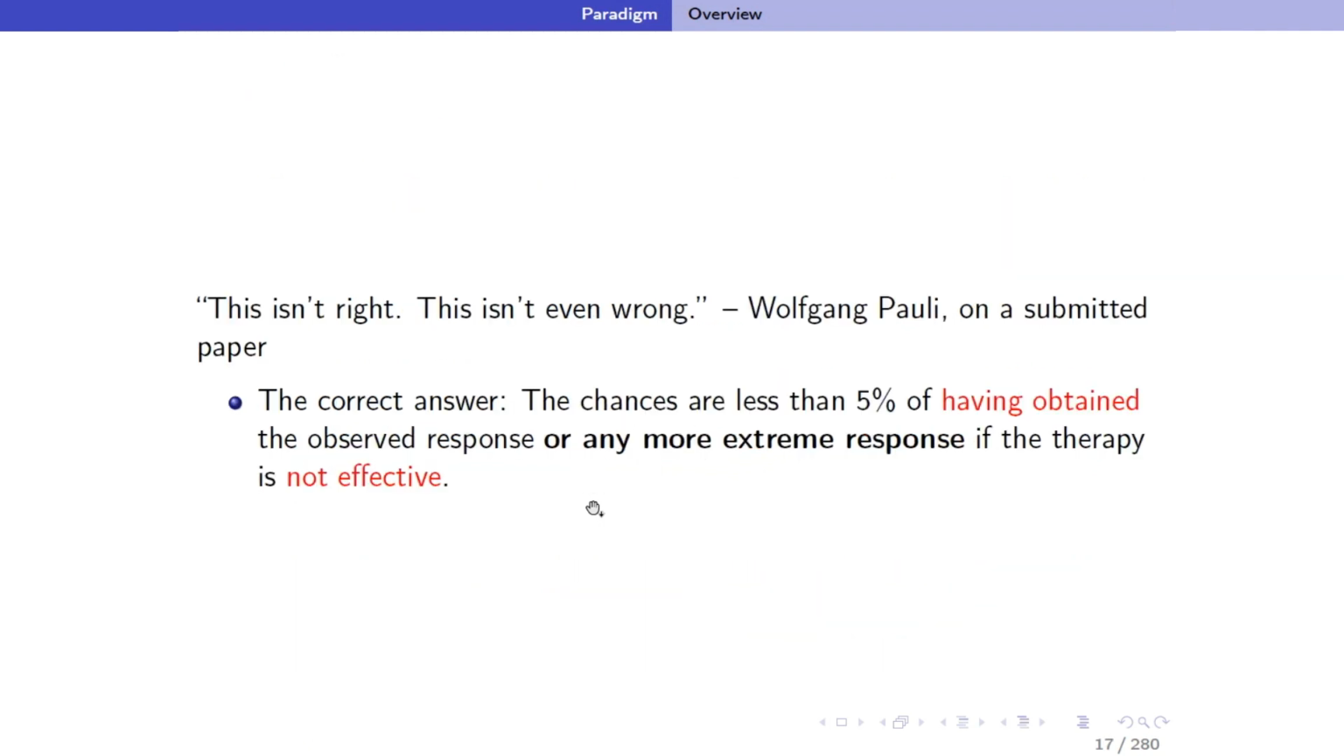Okay? Now, this isn't right, and this is even wrong. And this is written by Wolf Pauli on a submitted paper. The correct answer is that the chances are less than 5% of having obtained the observed response or any more extreme response if the therapy is not effective. Okay, this is really a mouthful to interpret what less than 5% means. But that is the definition. You've got to integrate out the observed likelihood of seeing the observed response and a more extreme response.